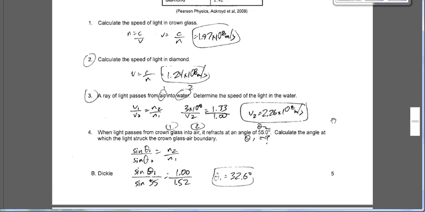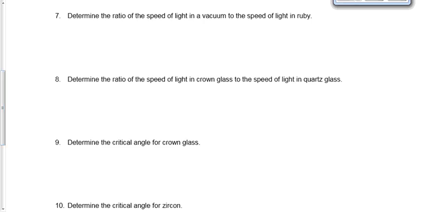There's the first 4. All right, on that worksheet, we're going to take a look at question number 8, the last one that I assigned here. It says, determine the ratio of the speed of light in crown glass to the speed of light in quartz glass.